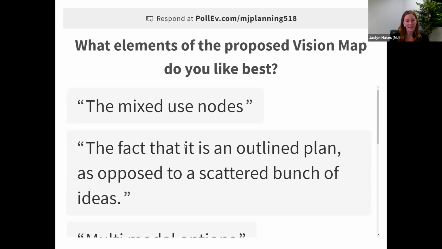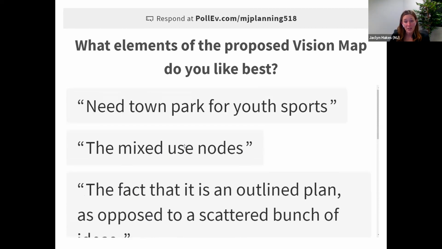Other thoughts? All right, the mixed use nodes. And again, you can text MJ Planning 518 to 37607 to share your ideas here. Need a town park for youth sports, okay. Great. Keep your thoughts coming about what you like best, and then we do have another question following this. We will give you just another few moments to add your thoughts about what elements you like best of the proposed vision map that was just introduced.